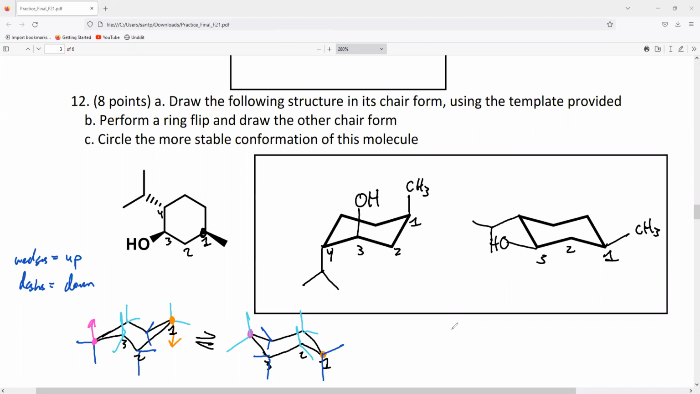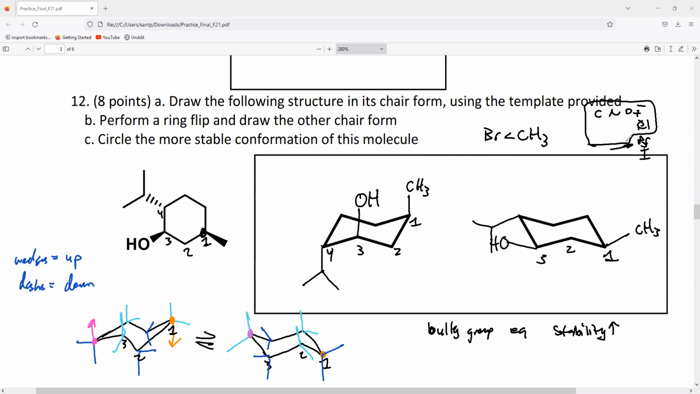So generally speaking, we want our bulky group equatorial for stability. That's what we want. So when I look at my 3 groups, I have a CH3, an OH, and an isopropyl. General rule of thumb is that bromine is smaller than CH3. What does that mean? Because that's just words. What that means then is that CH3 is larger than pretty much everything on the chart, other than iodine. If I quickly again mock up the periodic table here, bromine's all the way down here, so it beats like literally everything here. But CH3 we're saying is now larger than that.